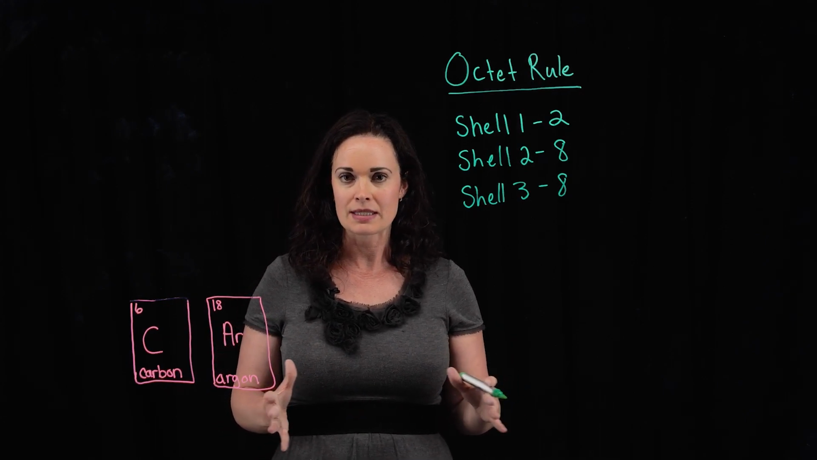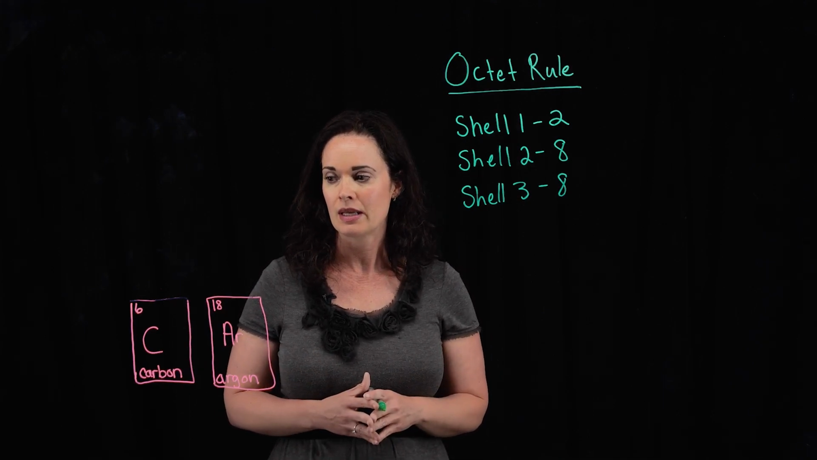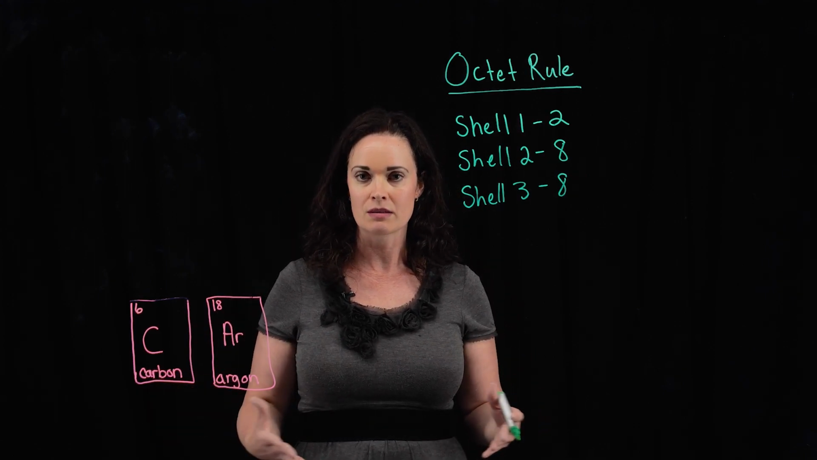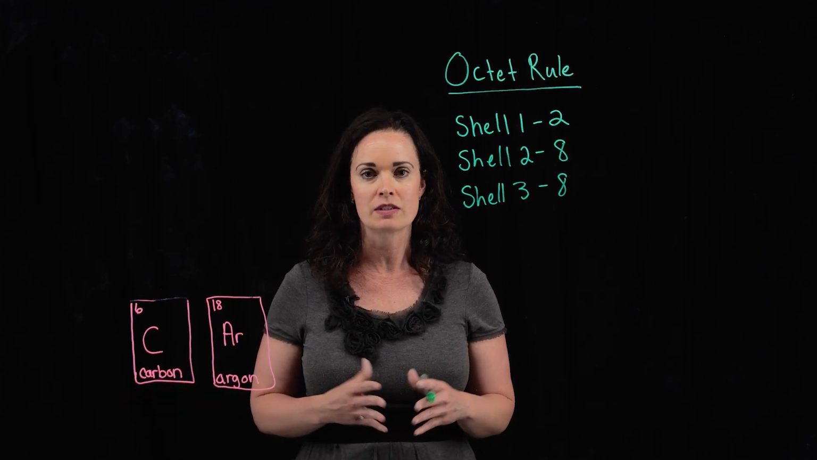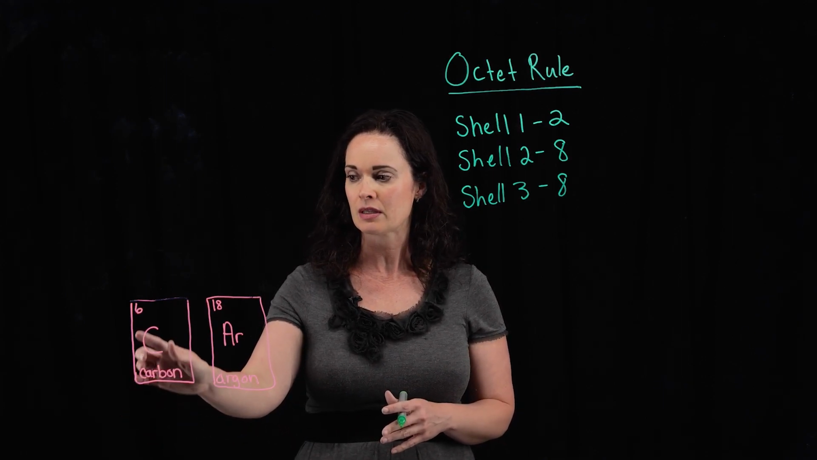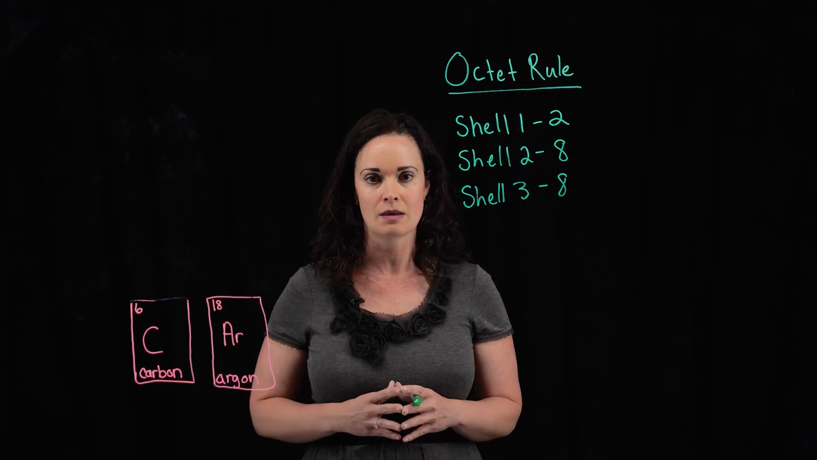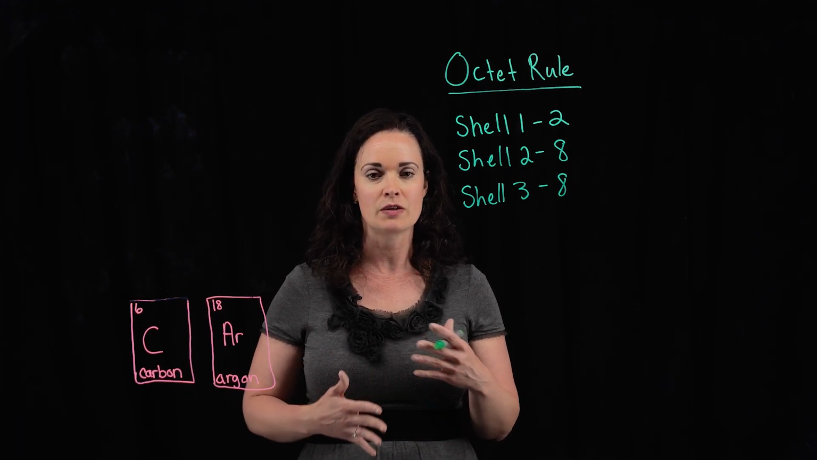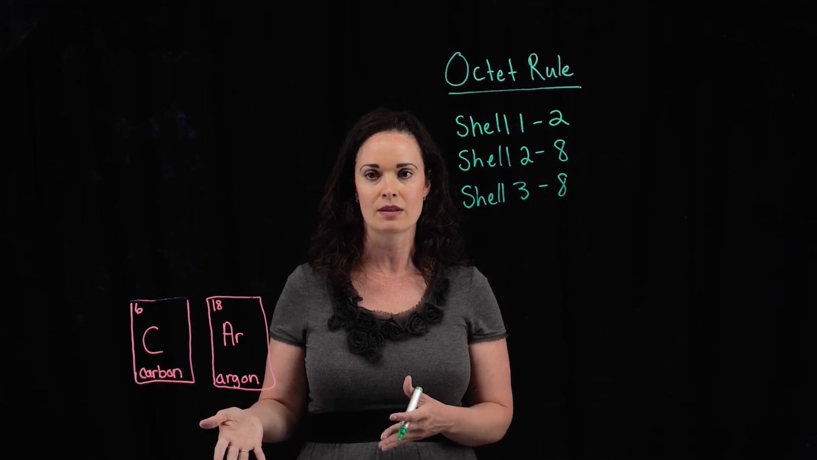So with that being said, what I want you to do is go ahead and pause your video in just a moment, and I want you to see if you can draw Bohr models and properly assign electrons for a couple of different atoms. So first of all, carbon, which has an atomic number of 6, and then argon, which has an atomic number of 18. So go ahead and take a whirl at that, see if you can use this octet rule to be able to understand where these electrons are going in the orbital shells.